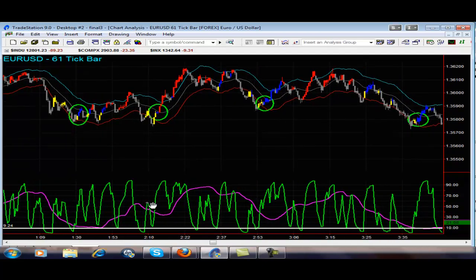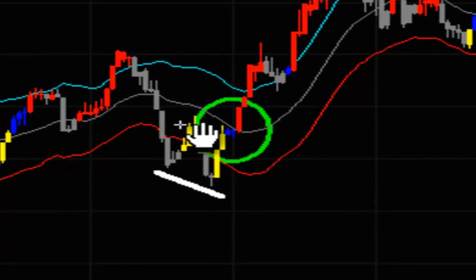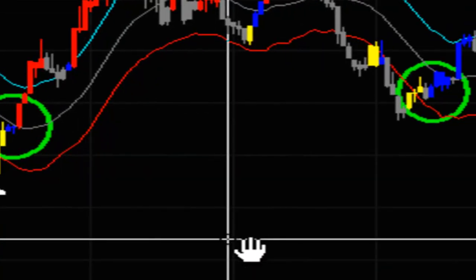This next trade, note right here, note the divergence on the purple RSI. We also have divergence here. We have a lower low. This is our signal right in here. We have a blue bar right here. It's in between, just around the center of the Keltner channel. So that is a trade.